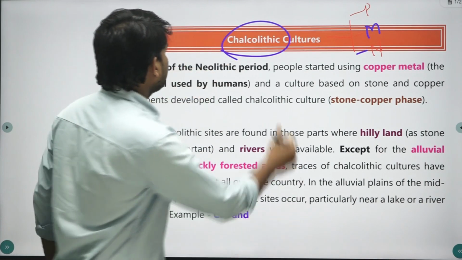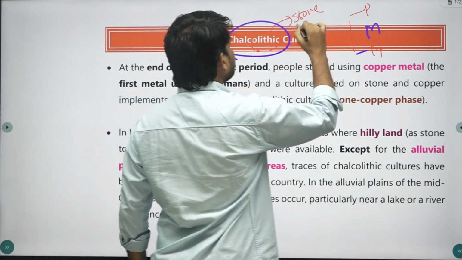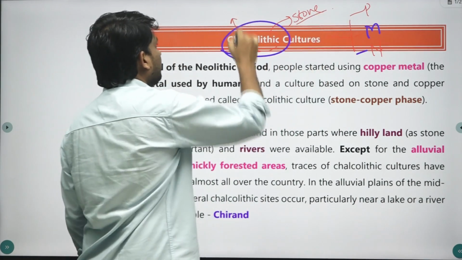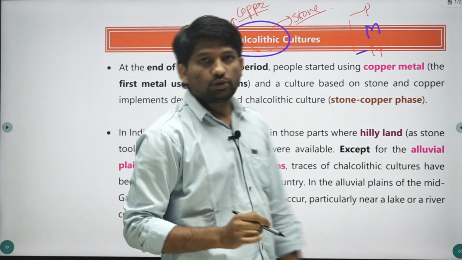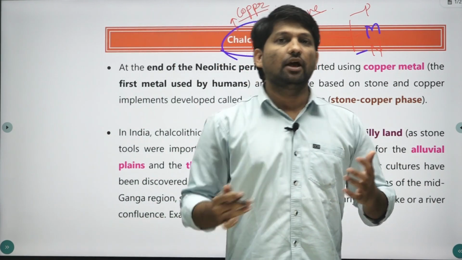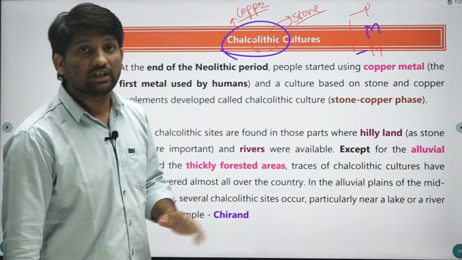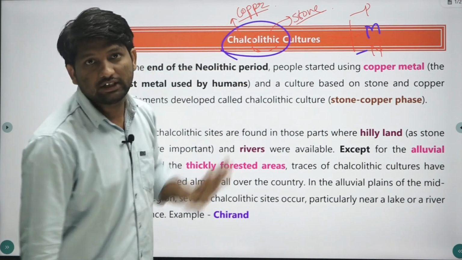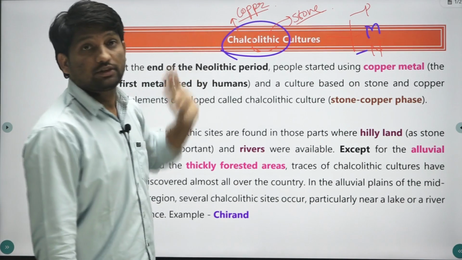But remember, what is meant by lithic? Lithic in the sense stone. What is meant by chalco? Means copper. So in the last lecture we have seen that throughout the Stone Age culture, from Paleolithic, then Mesolithic and Neolithic, people were dependent on stone for any tools or implements. But now in this Chalcolithic age or Chalcolithic culture, they started using copper.